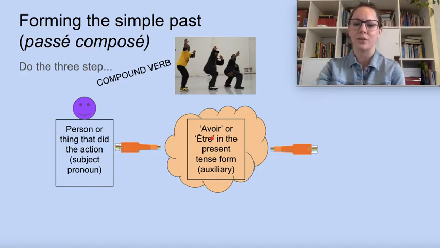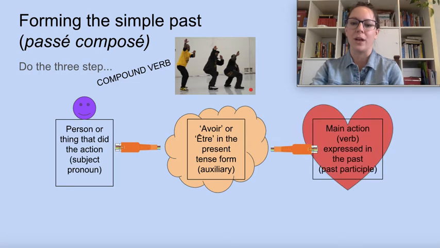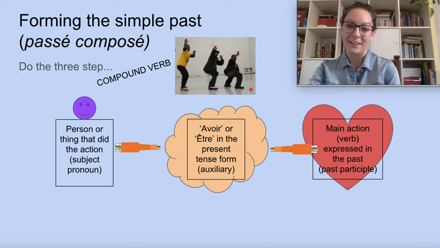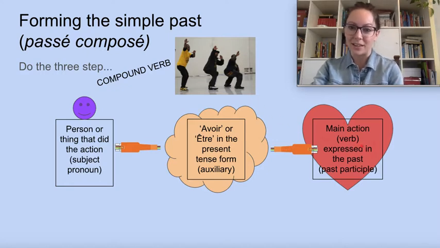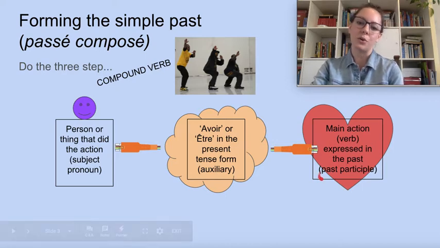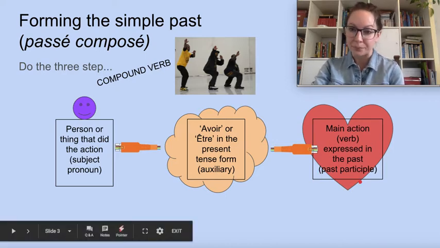So we have an auxiliary, and then of course what is our next super, super important step, number 3, is the actual action itself. So what did we do? What did we eat? What did we play? They had to have the main action there to actually talk about something we did in the past. And that is called the past participle.